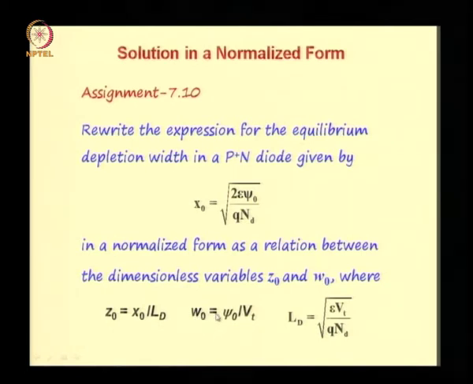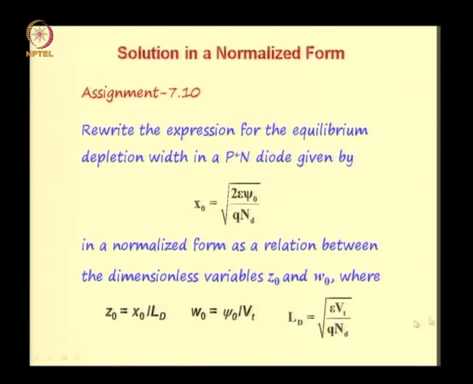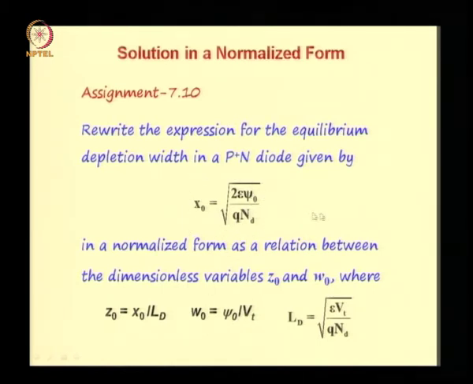W naught is the normalized potential, the built-in potential normalized to the thermal voltage, and L d is equal to the Debye length of the region having a doping N d. So please write it in terms of z naught and w naught and see how this expression becomes really very compact.